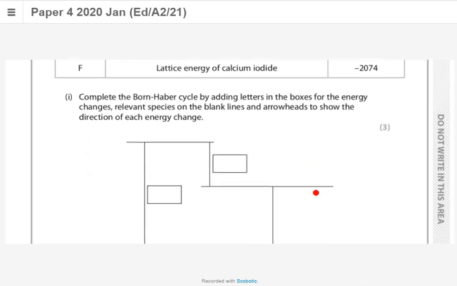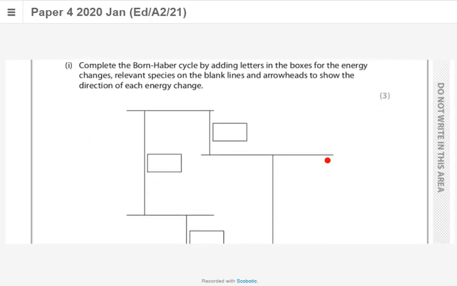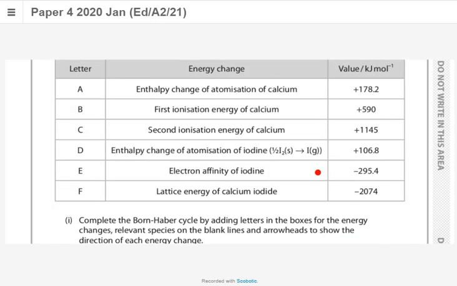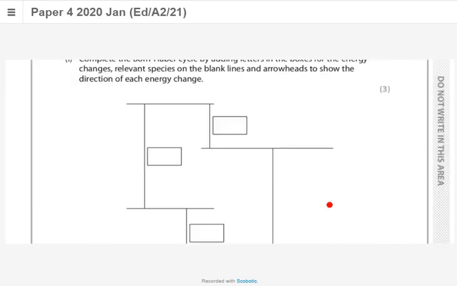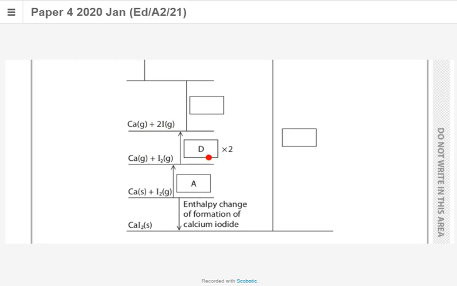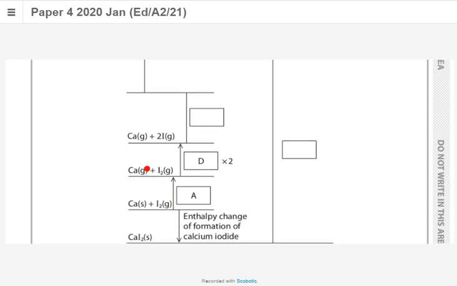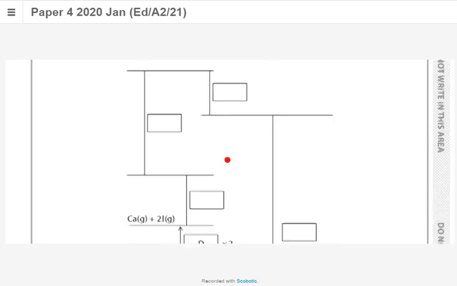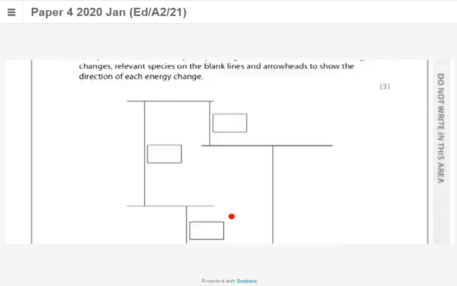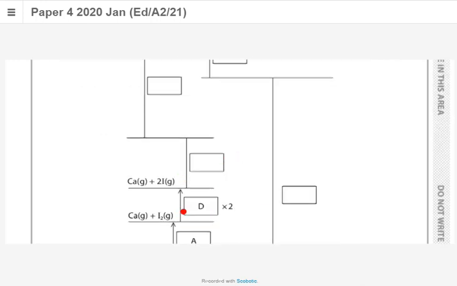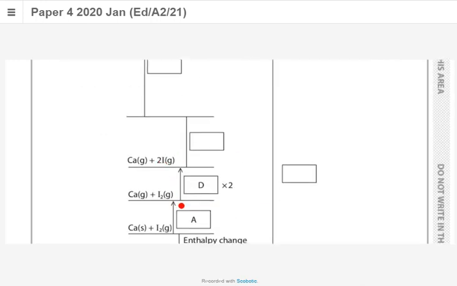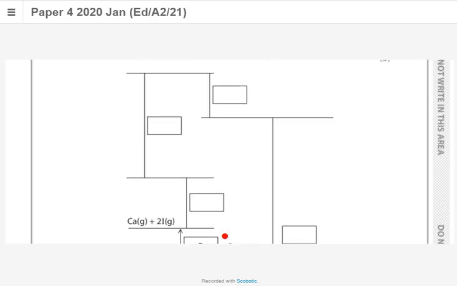Complete the Born-Haber cycle, adding letters and boxes for energy changes. This is what reaction? Calcium iodide. This is the enthalpy of formation. A is the atomization of calcium. It's already given. D is atomizing iodine. That is D.